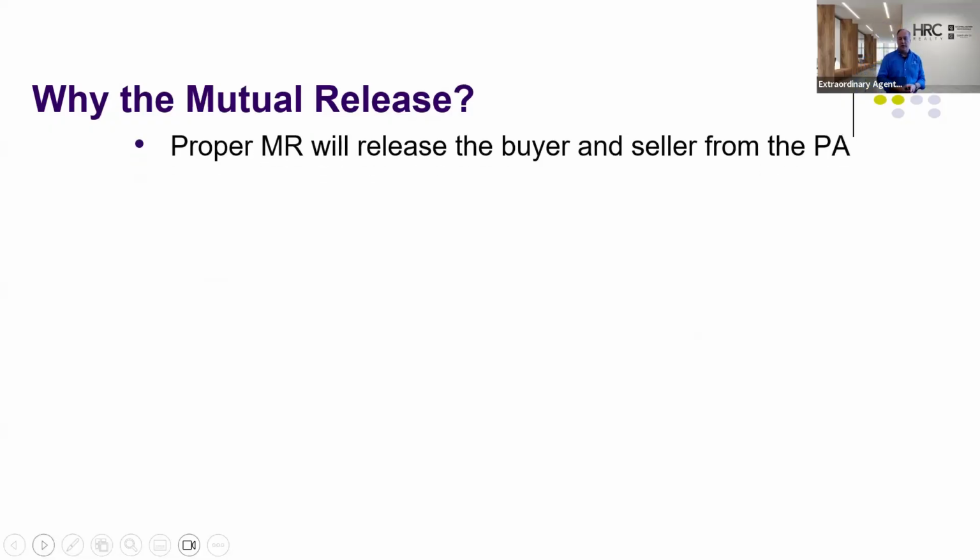So why do we need a mutual release? Well, you have a binding agreement. And that binding agreement said you either lived up to the terms of the agreement, it got applied, or you were in default of the purchase agreement and you forfeited it. But it goes beyond what the purchase agreement said, because if we could just go, oh, well, you defaulted, the purchase agreement says, then that makes everything easy.